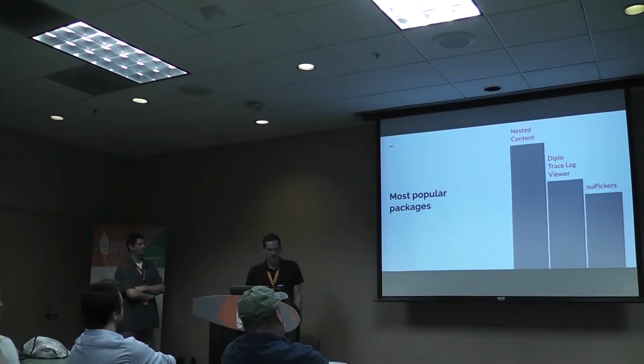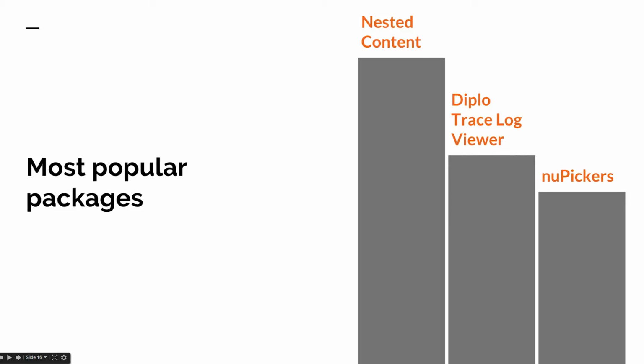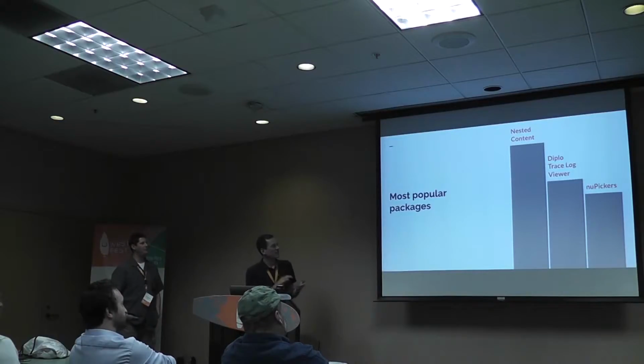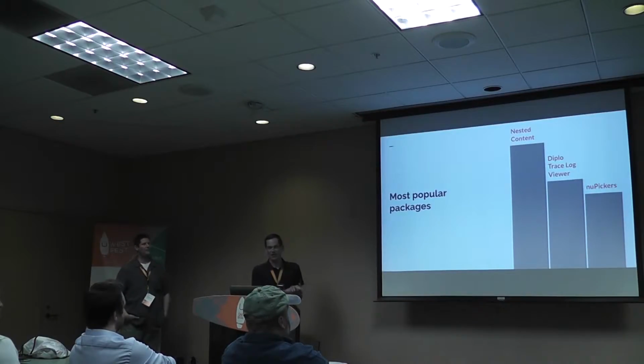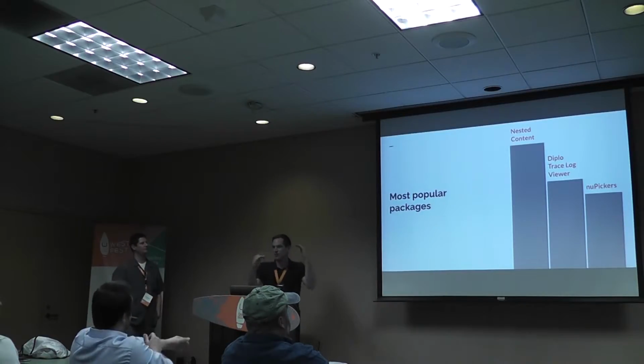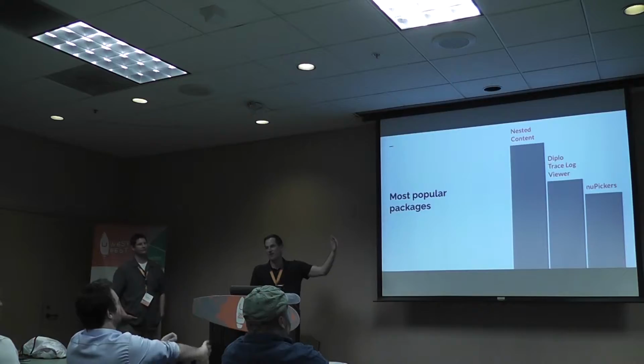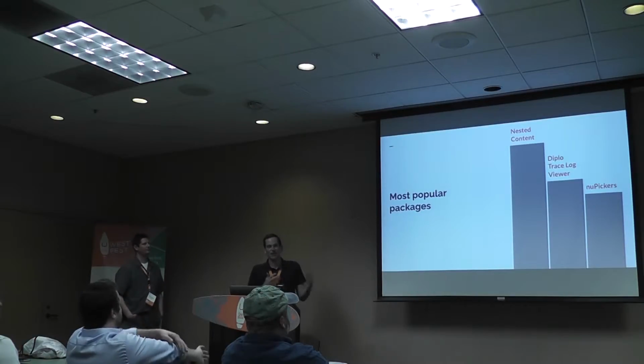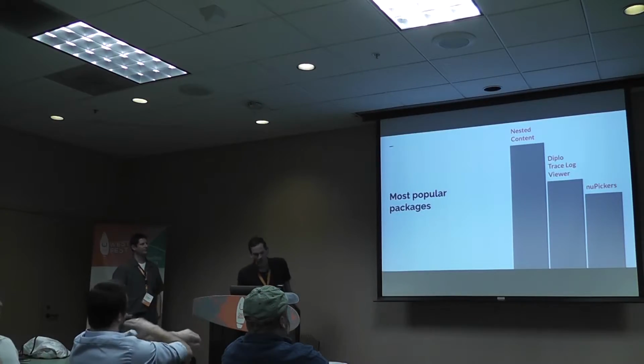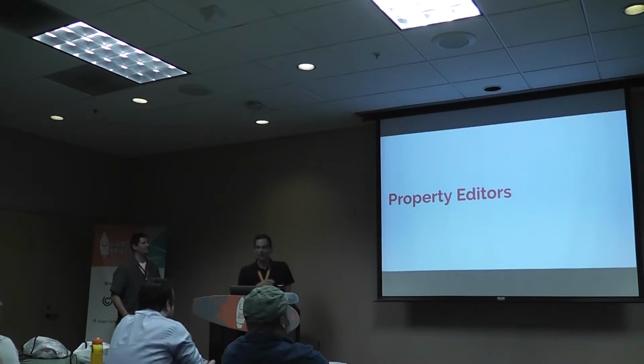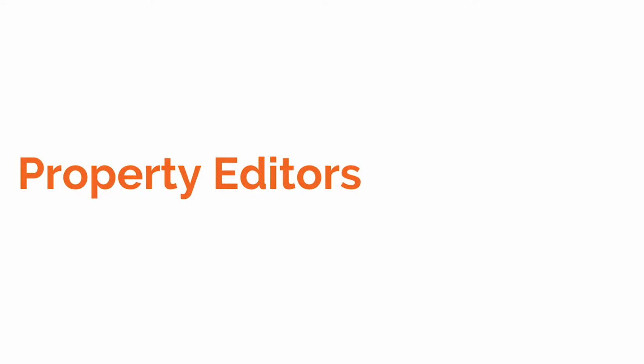Got a pretty decent response. These were the top 3 things that the 20 people or so who responded said: nested content, the trace log viewer, and new pickers are kind of their must-haves. There's a bunch of others though, the list of one-offs. I had a list of 30 things that somebody thinks is a must-have. So I'm going to group these into different types.